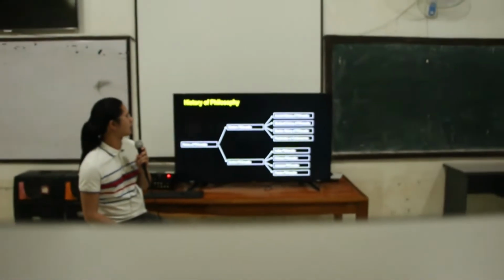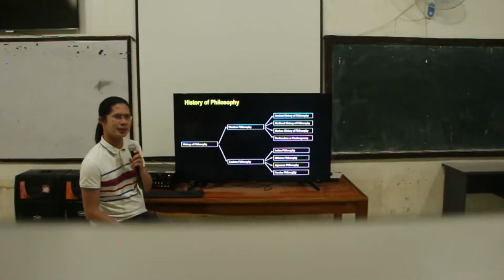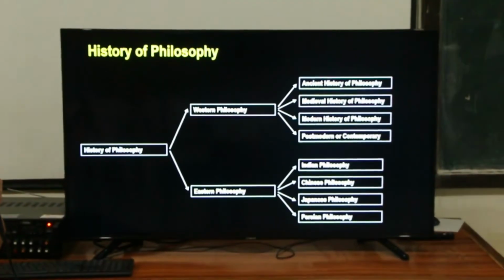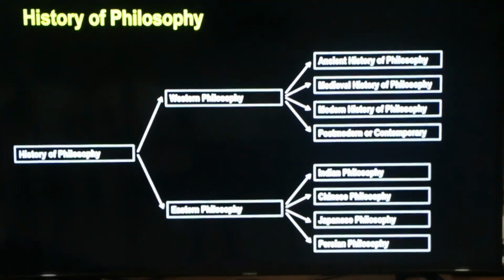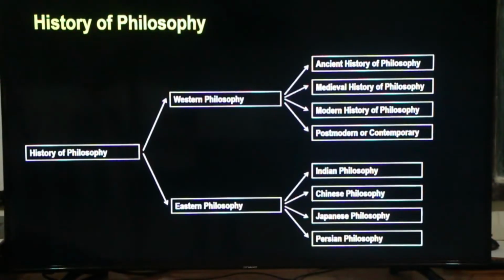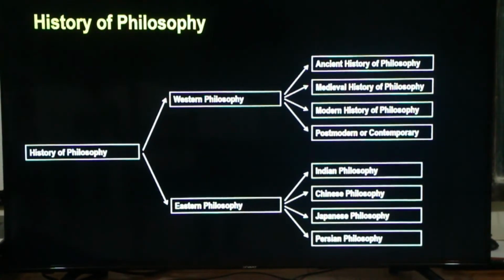But for purposes of discussion, we will try to trace the history of philosophy by taking a look at the two wings of philosophy, namely Western philosophy and Eastern philosophy. When we say Western philosophy, this is the philosophy that developed in America and Europe, while Eastern philosophy, also known as Oriental philosophy, is the philosophy that developed in Asia.